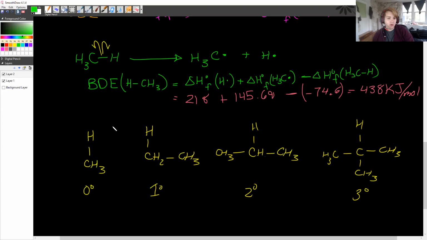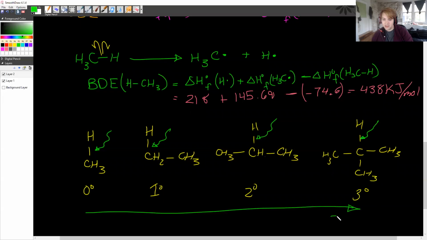What I want you to know is that the bond energy associated with the bond that would get released is, what I should say, is that as we go up towards tertiary, we become more stable in terms of radical production, or that the generation of the radicals are more stable, okay? So that they're less in energy.